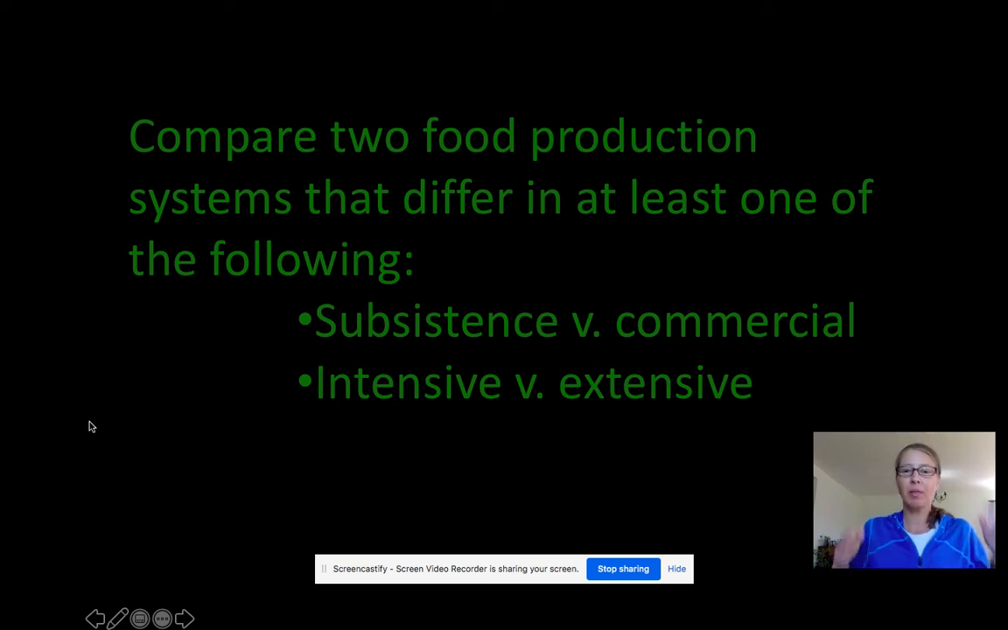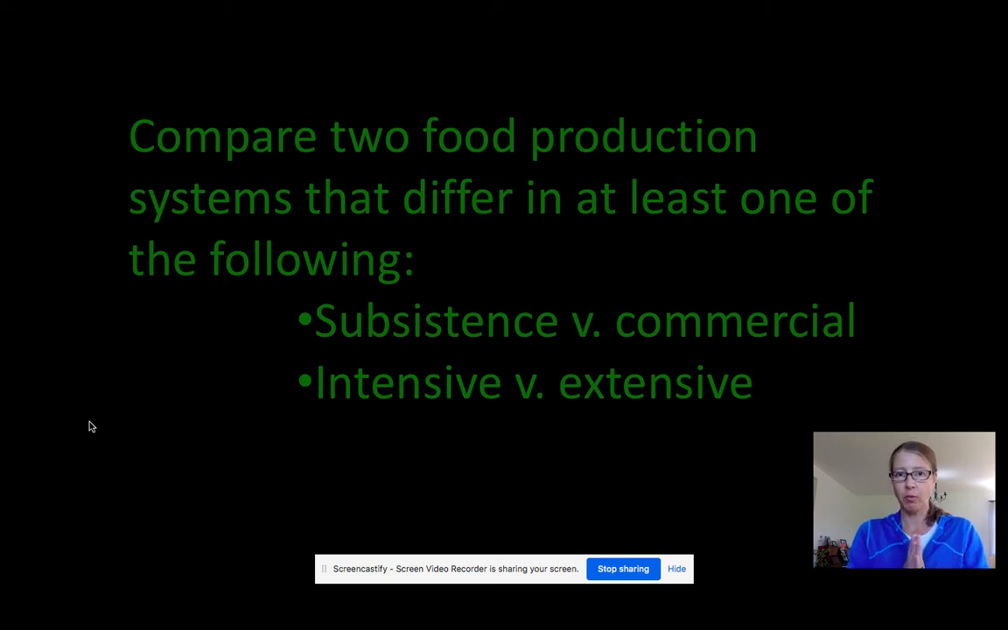Okay, so the question that you're asked to work on right now is that you need to compare two food production systems. The two that you compare need to differ in at least one of the following, either subsistence versus commercial or intensive versus extensive. Now, let's unpack this question a little bit.